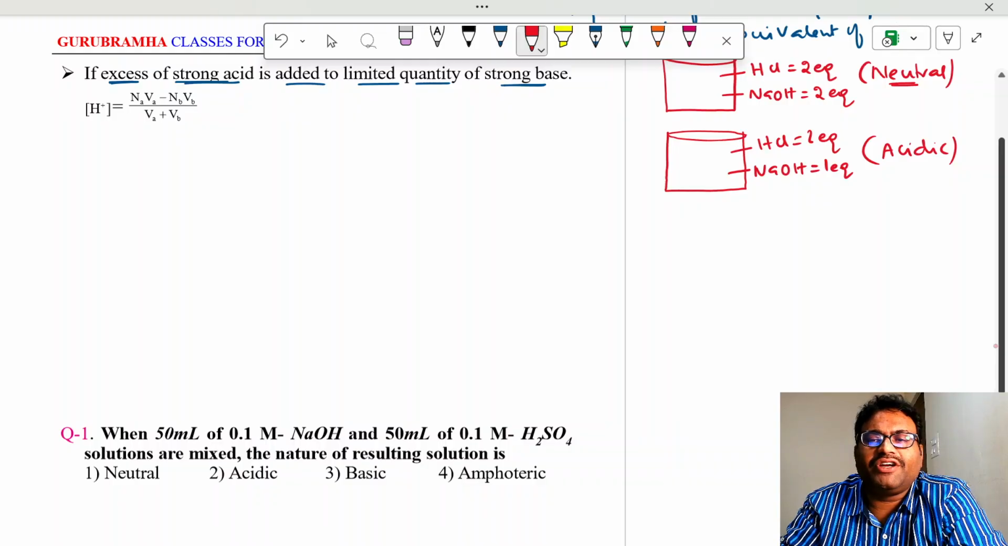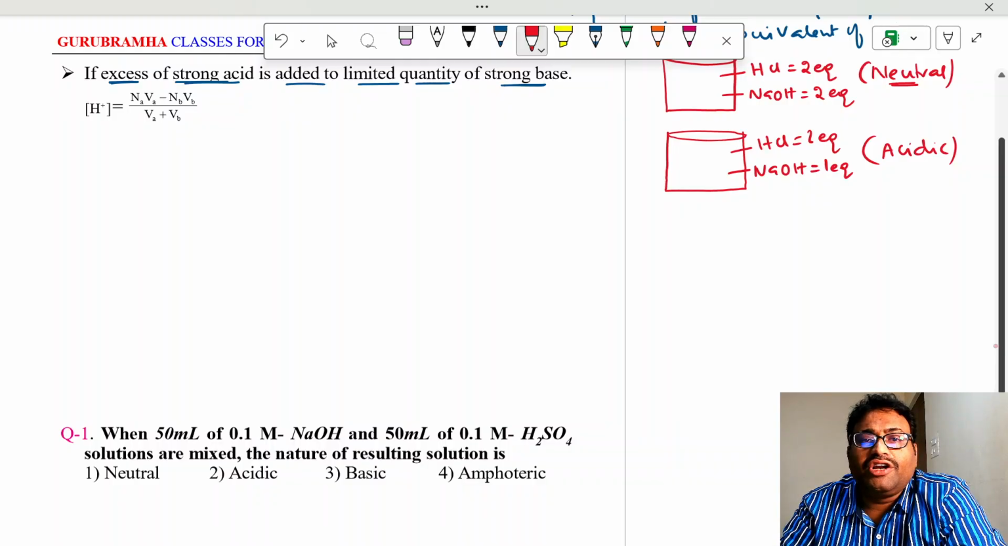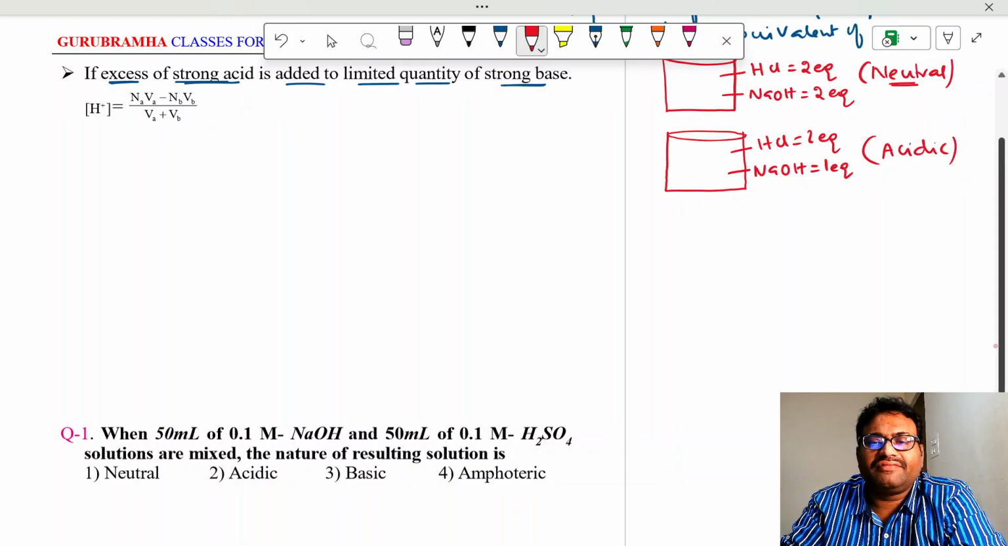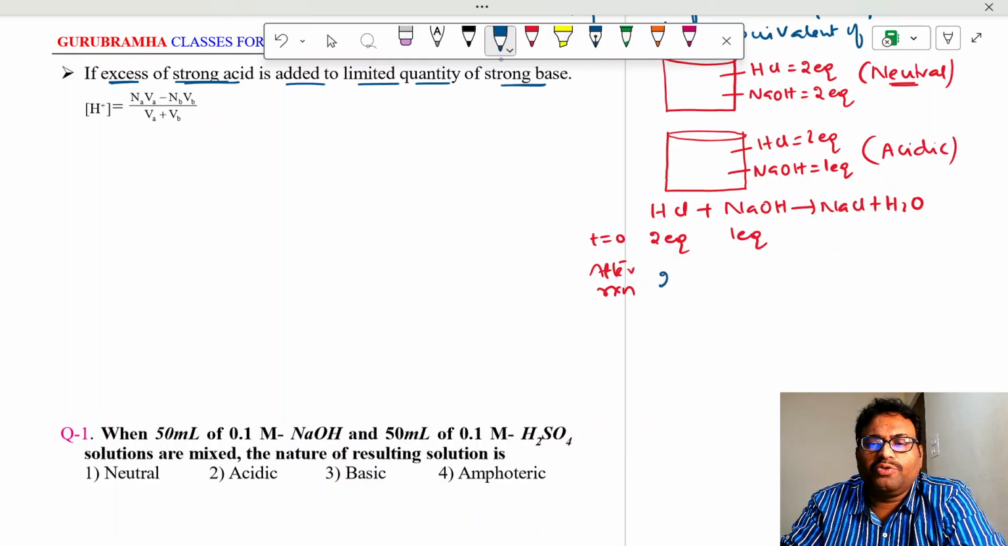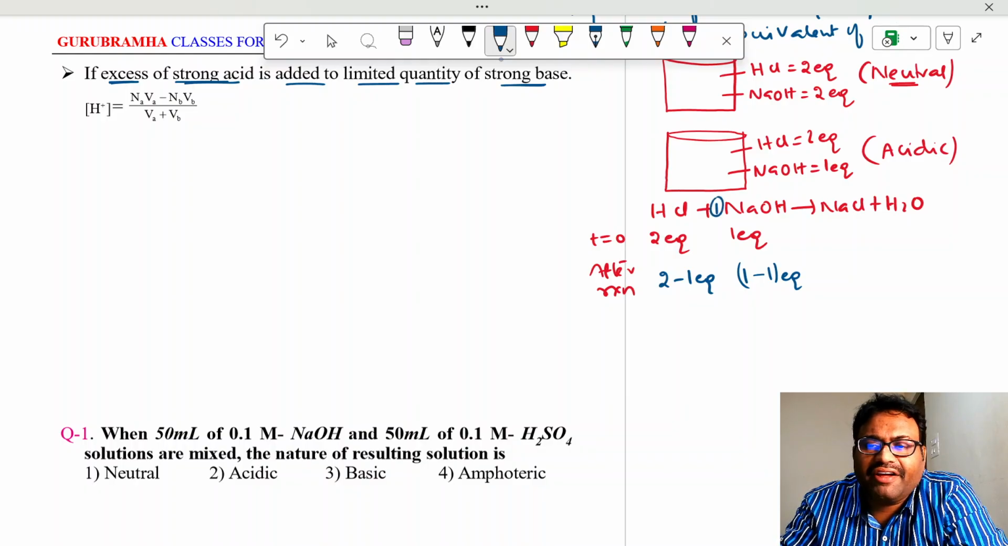Why is it acidic? Because HCl is two equivalents and NaOH is one equivalent. HCl plus NaOH gives NaCl plus H2O. At time t equals 0, you have two equivalents and one equivalent. After reaction, 2 minus 1 equivalent, 1 minus 1 equivalents. One equivalent of base always reacts with one equivalent of acid.